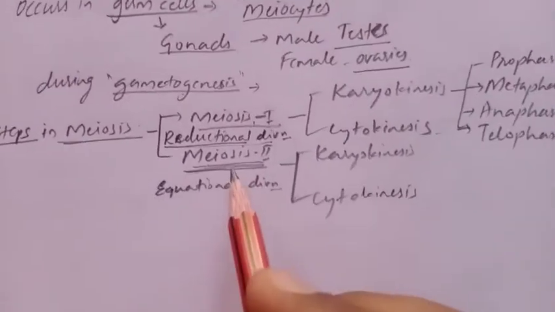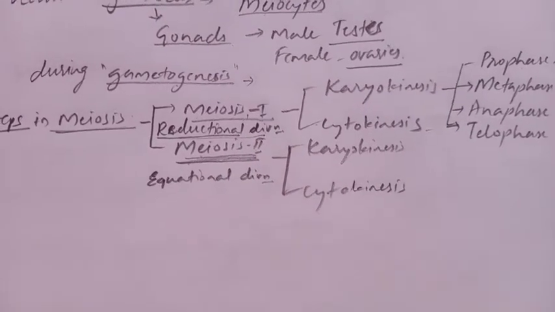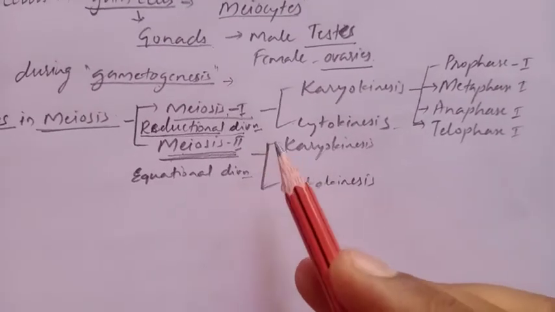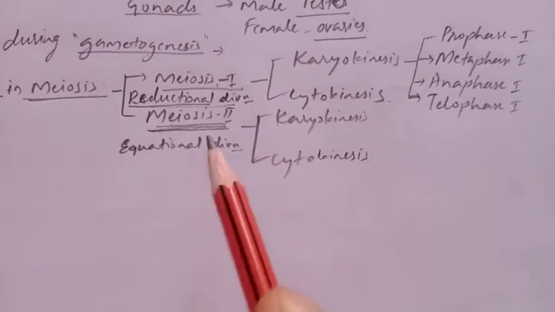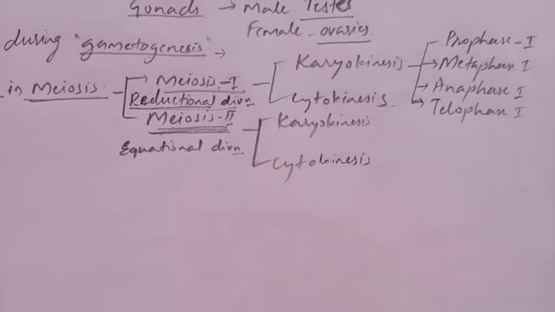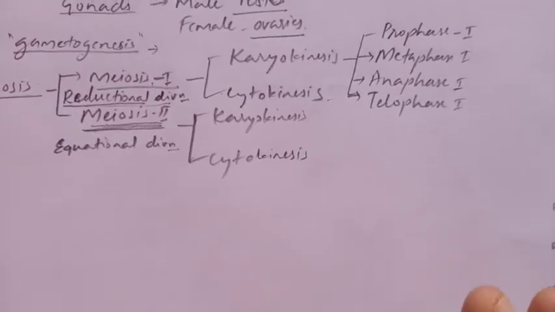So exactly which step is reductional? First, meiosis first is a reductional division. We consider meiosis first a reductional division because the diploid number of chromosomes is reduced to haploid, right? So now this flow chart we should understand a little more.